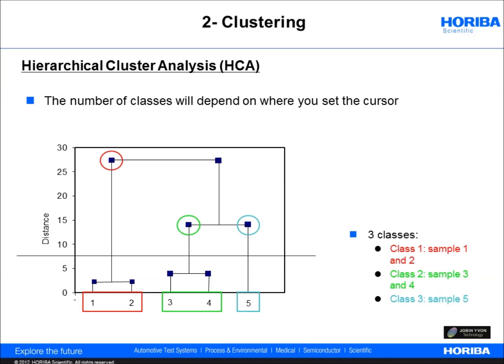The number of classes will depend on where the cursor is set, showing more or less details in the clustering. Please bear in mind that the lines between points in the dendrogram correspond to spectral distances, and the greater the lines, the more different are the objects linked by this line.